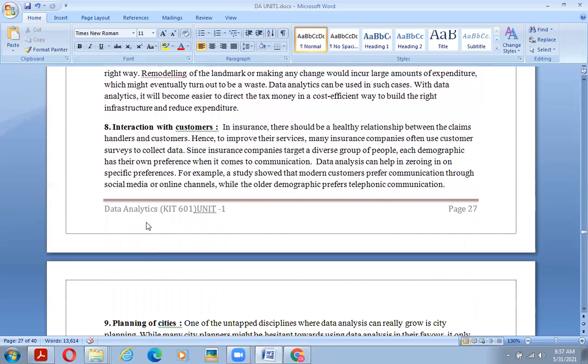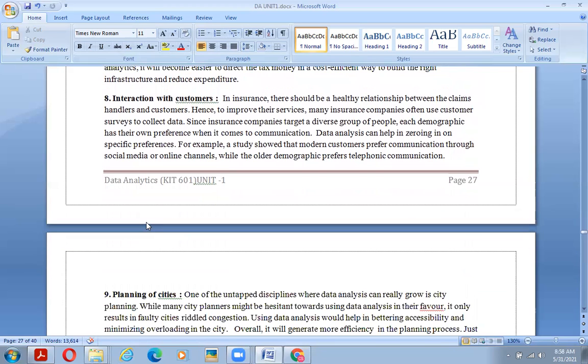Next is the interaction with customers. There should be a healthy relationship between the vendor and the customer. Hence, to improve their service, many insurance companies often use customer service to collect data. Since insurance companies target a diverse group of people, each demographic has its own preferences when it comes to communication. Data analysis can help in zeroing in on their specific preferences.